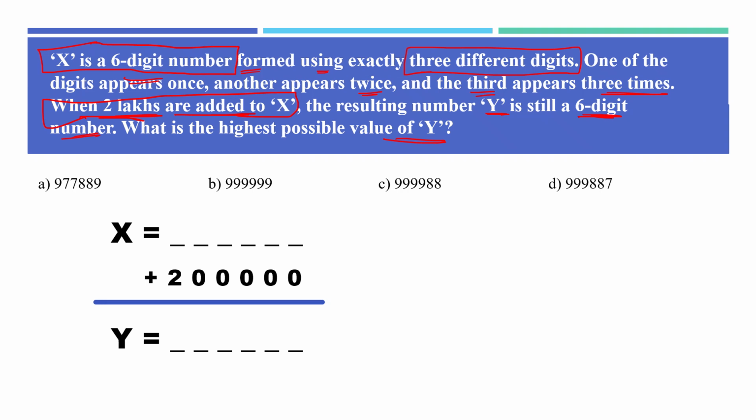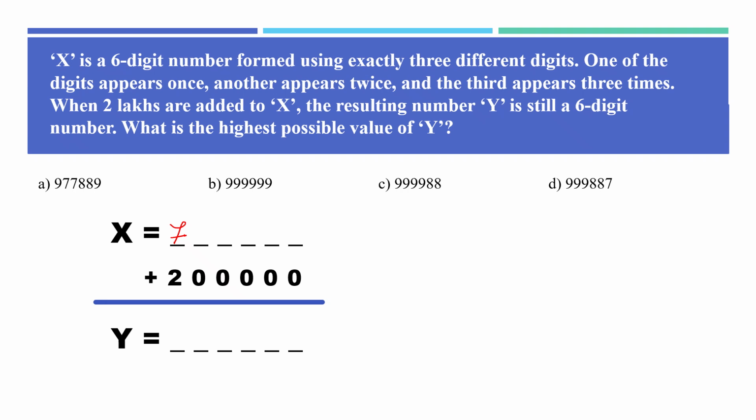So if it has to be 6-digit, then the largest number in the lakhs place would be 7. So 7 plus 2 is 9, which is still a 6-digit number. If in case I add 8 over here, 8 plus 2 is 10, which is going to be a 7-digit number. So let's fix 7.